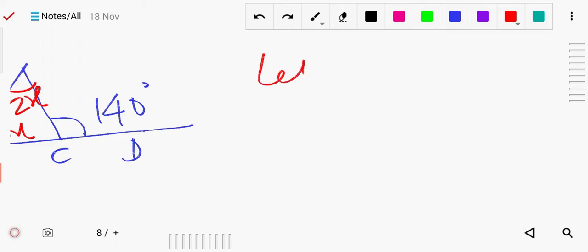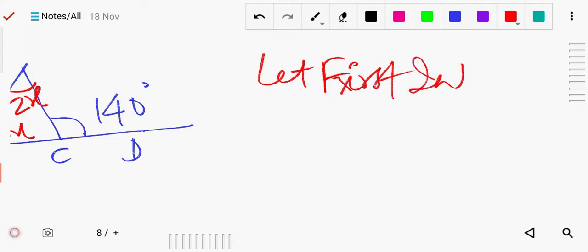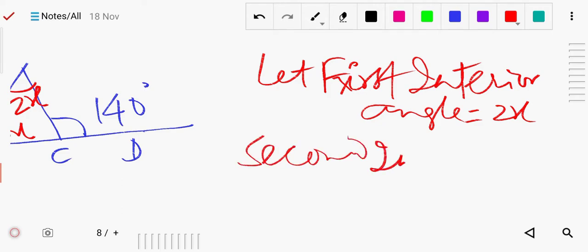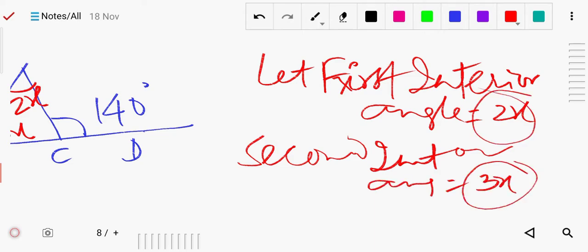So let the first interior angle equal 2x, and the second interior angle equal 3x. So 2x and 3x we have assumed.